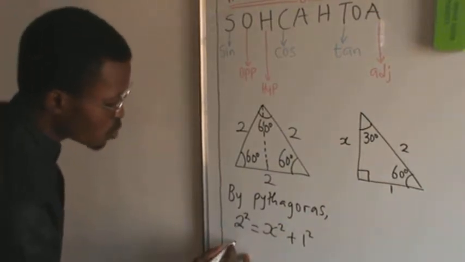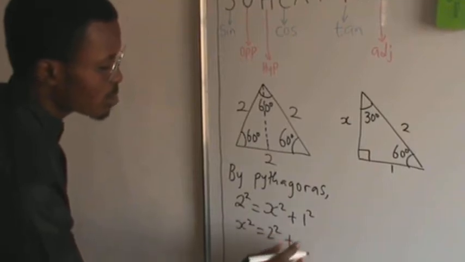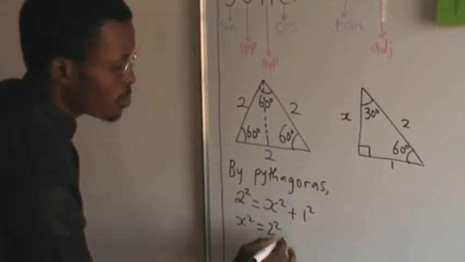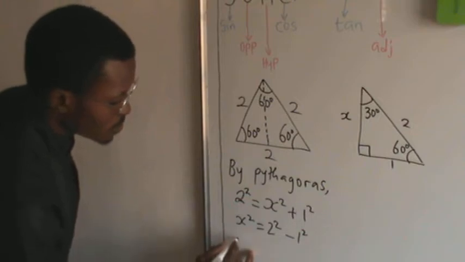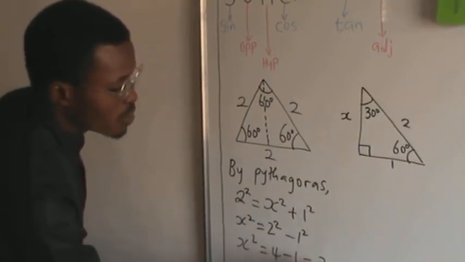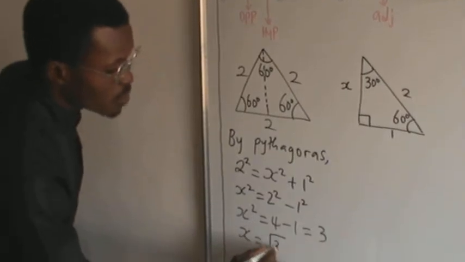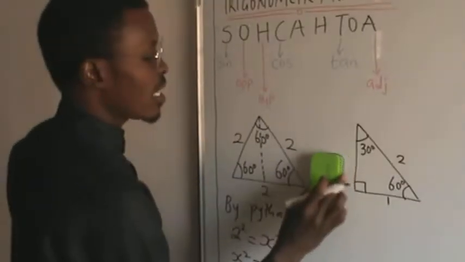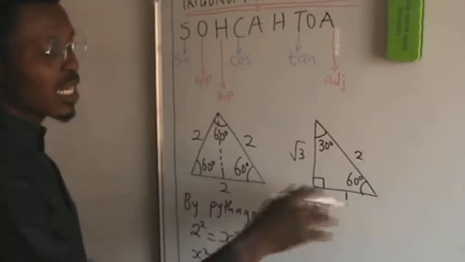When we rearrange, you're going to have that x squared equals 2 squared minus 1 squared. Which is, x squared equals 4 minus 1, which gives us 3. Therefore, our x equals the square root of 3, which means this side x is root 3. Now all the sides are complete.